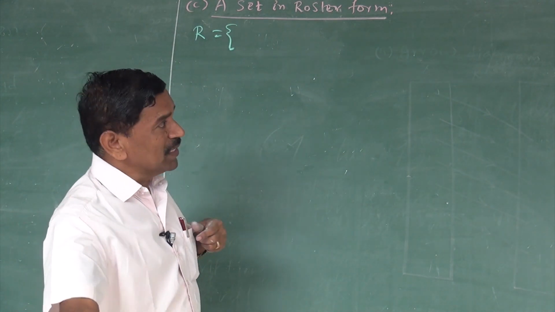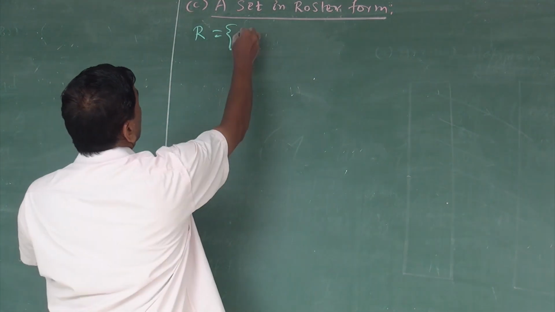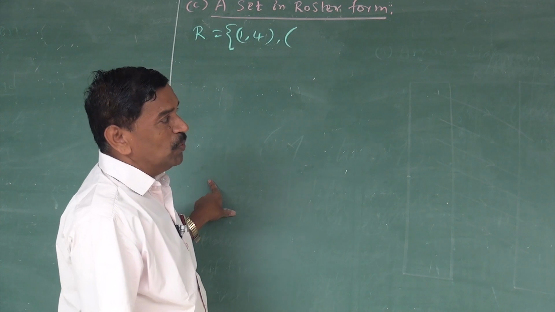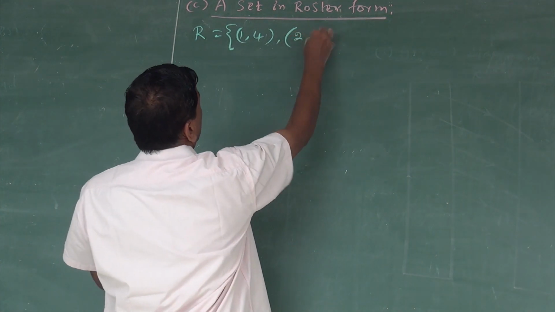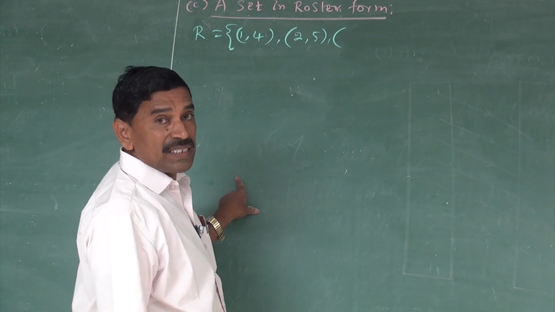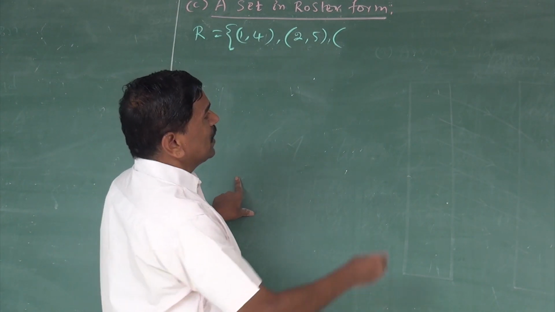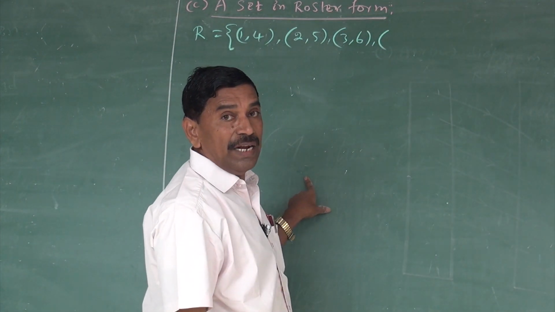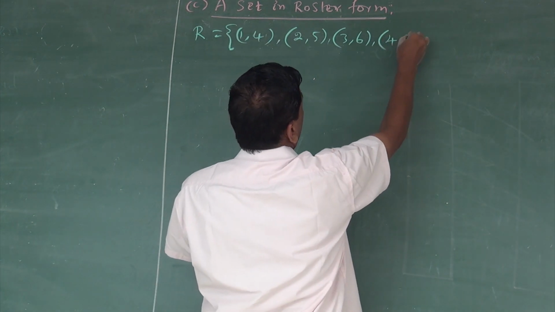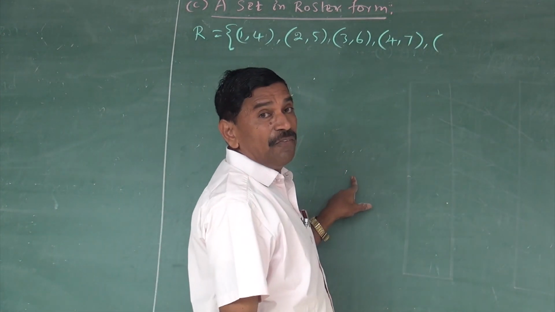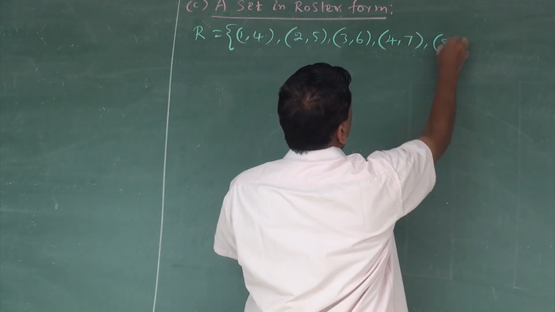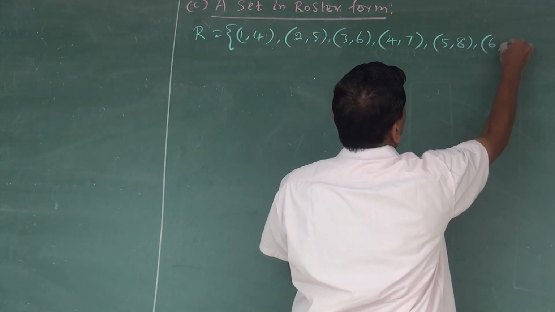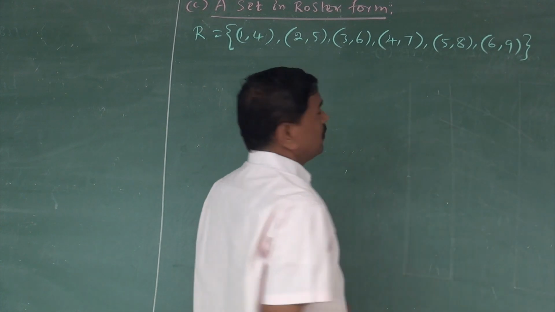Yes, okay. Anyone? Yes, 1 is related to 4, (1, 4). Yes, 2 is related to 5, (2, 5). Next, yes, 3 is related to 6, (3, 6). Next, 4 is related to 7, (4, 7). Okay, next, 5 is related to 8, (5, 8). 6 is related to 9, (6, 9). Complete the curly bracket, okay.